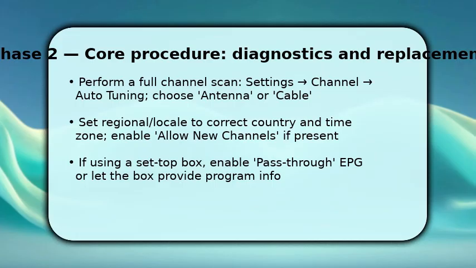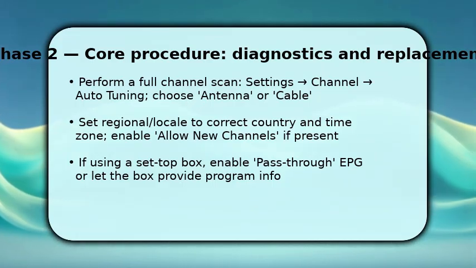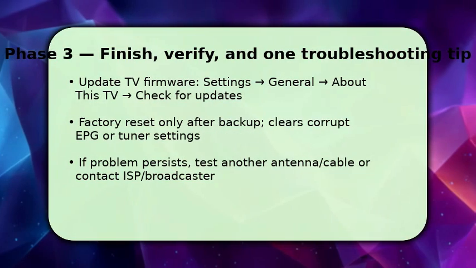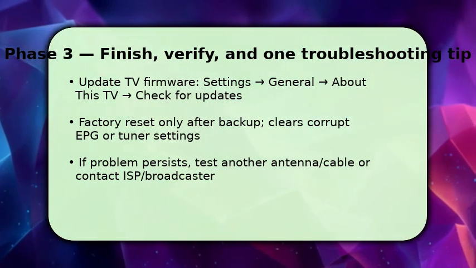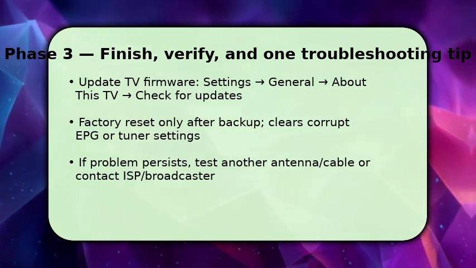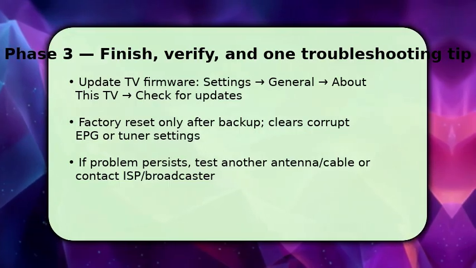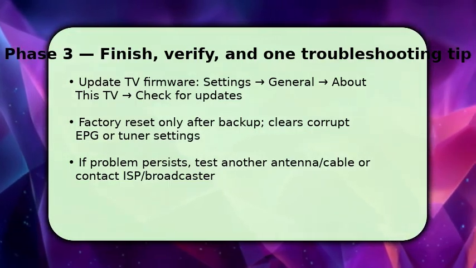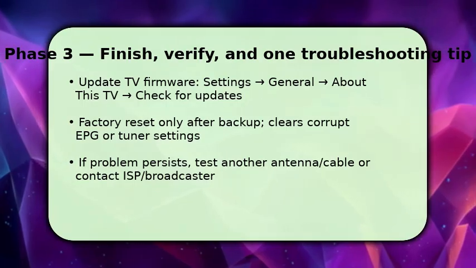Finish by updating and, if needed, resetting the TV to clear leftover issues. Check for the latest firmware and install it. Many EPG problems are fixed in updates. Once done, try a factory reset only if you backed up channels. Resetting removes corrupt tuner data that blocks program info.